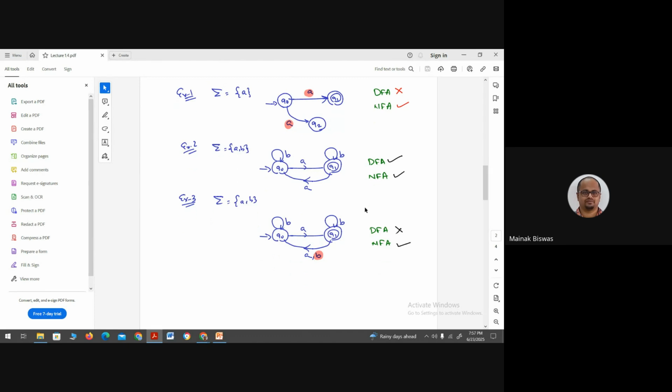That we can say. And again, here we see that for Q1 it is jumping to Q naught on getting two symbols, that is A and B. So this is what you can call a non-deterministic finite automata.